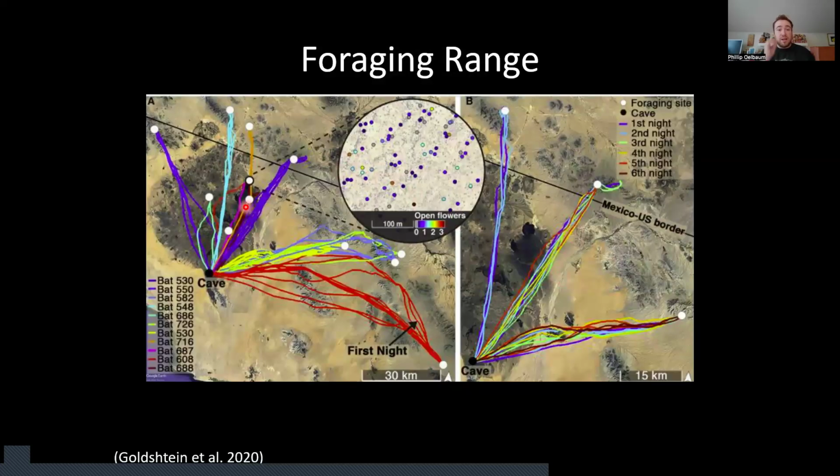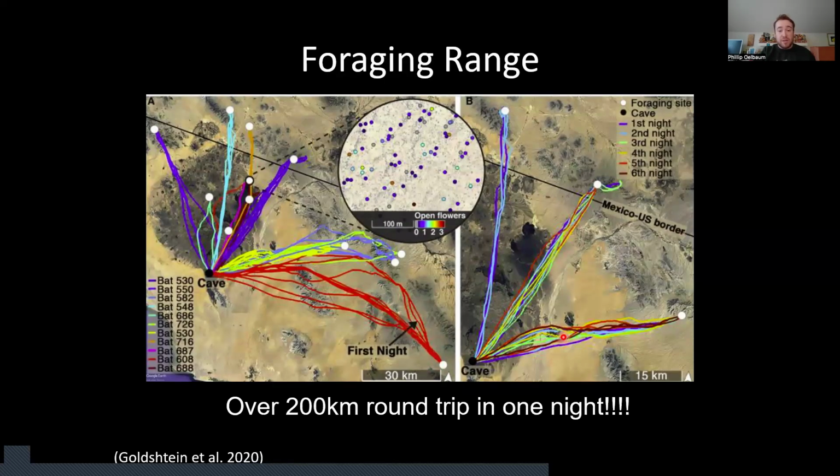Again, just when I was talking about the niche of the individual, they have very consistent preferences. So here's a central cave where all these bats were tagged with GPS tags, and then night after night, each individual would fly out to a patch where they knew there were columnar cacti and were preferring to feed. This bat, for example, flew over 100 kilometers each direction just to find these particular cacti, and returned home, over 200 kilometers round trip in a night.